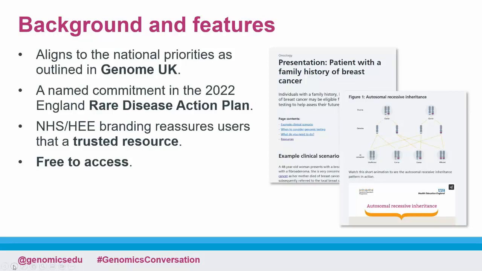GeNotes aligns to national priorities as outlined in the recent government implementation plan, Genome UK. It's a named commitment in the Rare Disease Action Plan. And feedback we've had from user testing suggests that clinicians really do trust the branding of the resource. They trust it because it's a Health Education England resource and are happy to see it as a source of reliable information. It's entirely free to access. So in the development of the resource, we looked at limiting access and logins, but really the upshot was that we didn't want to create any barriers to access at all. So it is an entirely open access website.